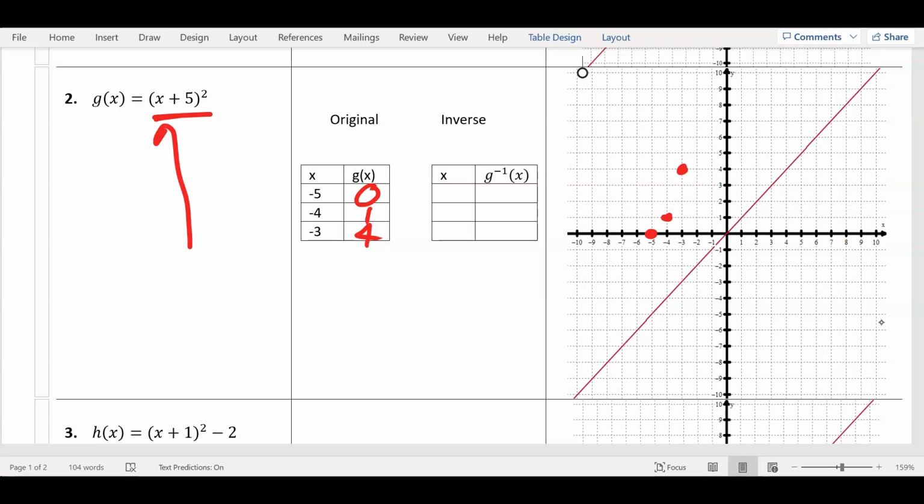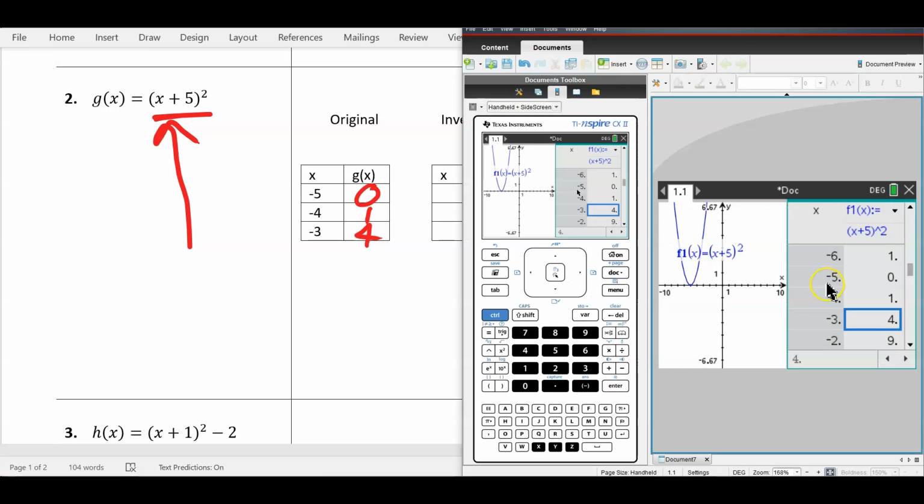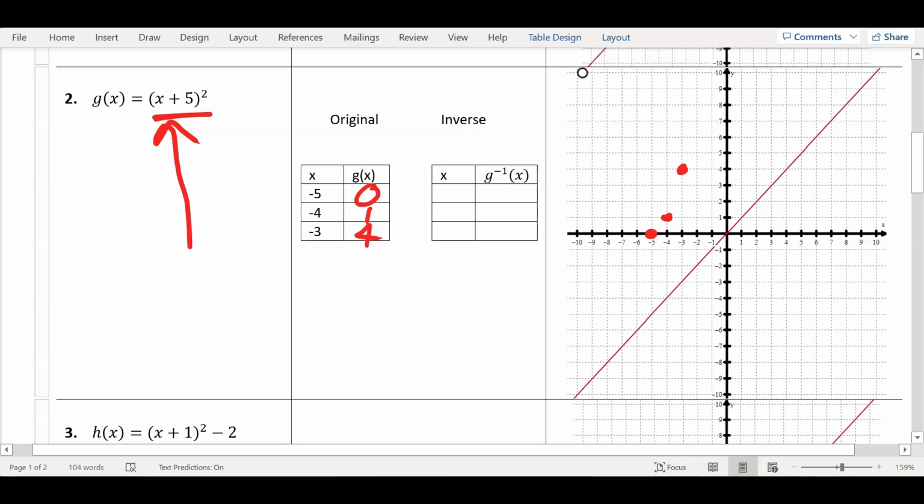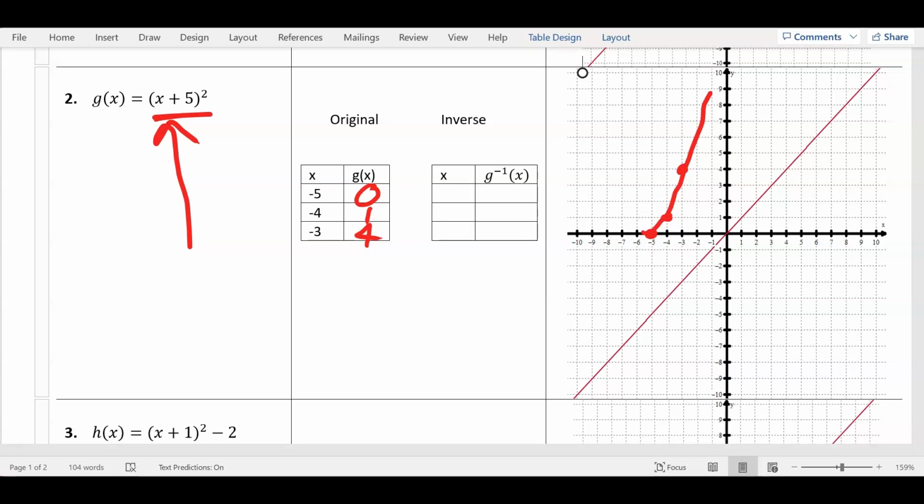Did you type in x plus 5 squared? And you hit Control T. Did you go up to -5 next? Did you put everything on the right side? The one without the front? Plug it in on the right side. So, what do we do? Okay, go ahead and connect them with a curve. That's ugly. Let's try that again. That's a little better. All right, now, what do I do for the inverse?